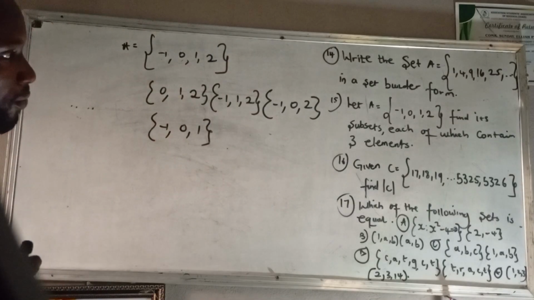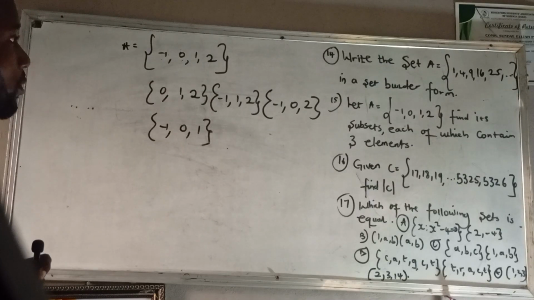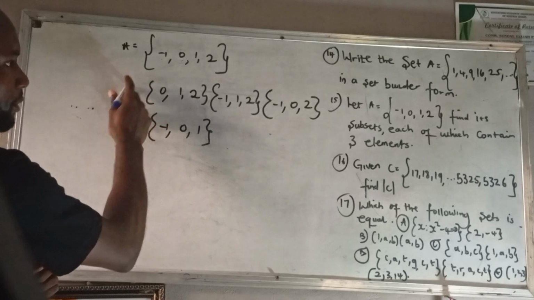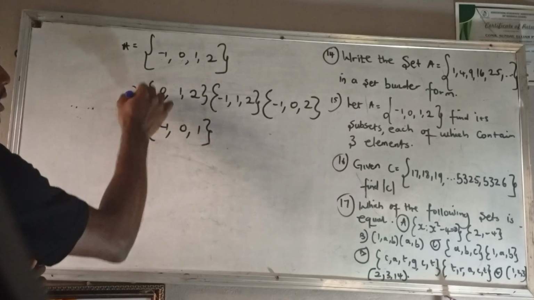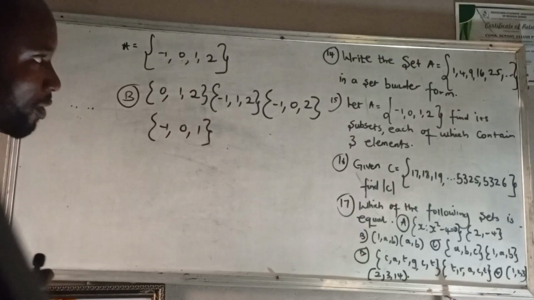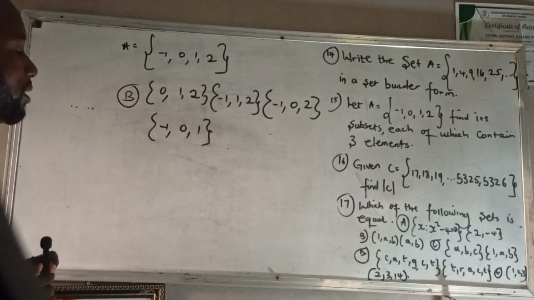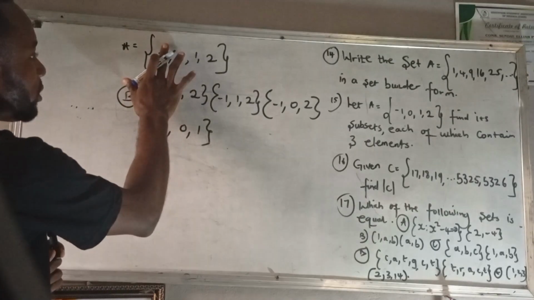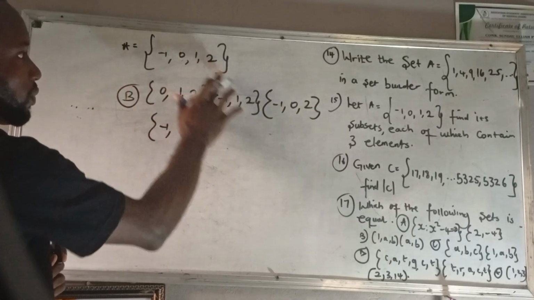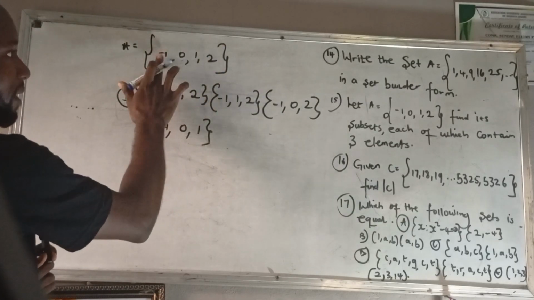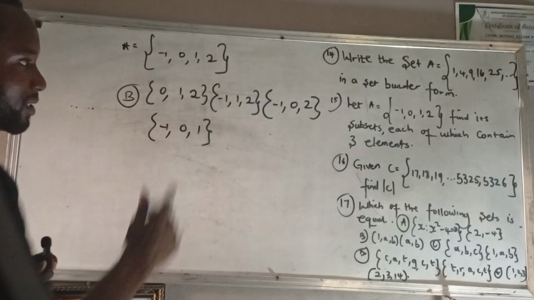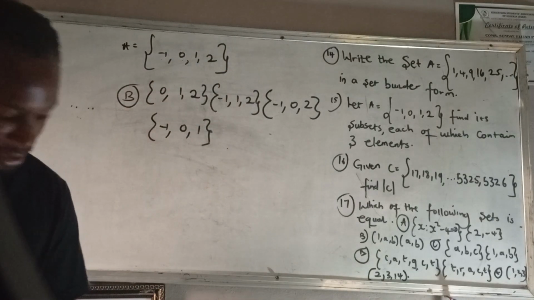So we have 4 subsets. They say that we should choose the ones with 3 elements, so you choose the one that has the correct option. Check your options, it should be B. You choose 3 out of these. When you remove -1, I have 0, 1, 2. I remove 0, I have -1, 1, and 2. I remove 1, I have -1, 0, and 2. I remove the last one, 2, and we have this. That is the correct option.